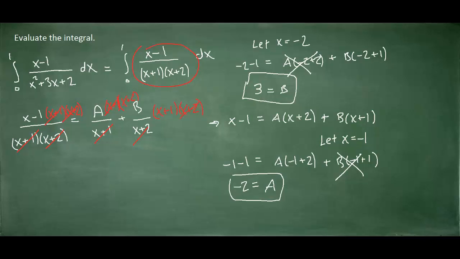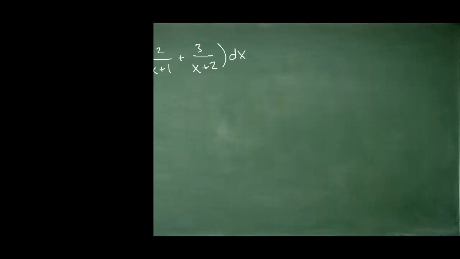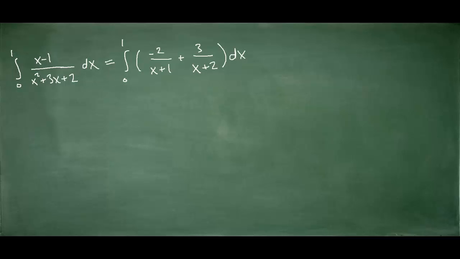Now that we have the value of A and the value of B, we can rewrite the original integral using those values, writing the integral in its partial fraction form. After using our values of A and B to rewrite the original integral in terms of its partial fractions, we obtain the following result. And this is going to be much easier to integrate than the original expression.